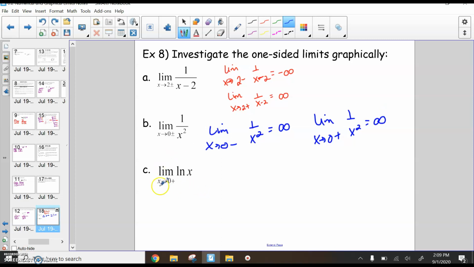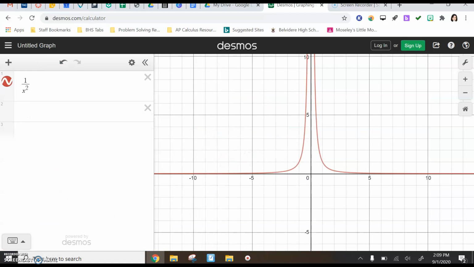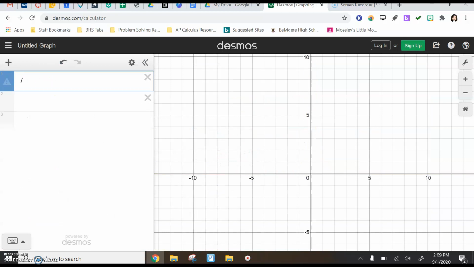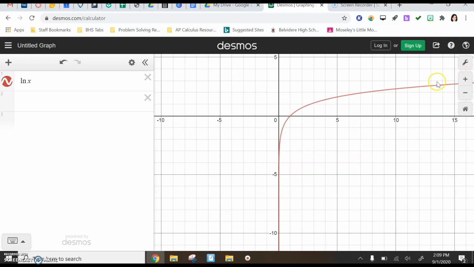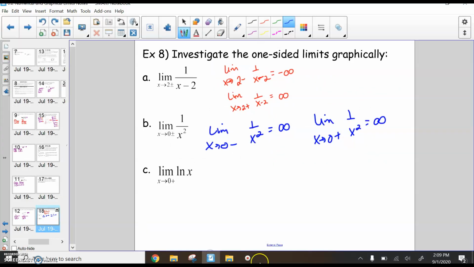Okay, this one we're looking at the right-hand limit because it just has the plus sign there. So let's go ahead and type in the natural log of x. And as we approach 0 from the right side, so going across the graph towards the left, notice it's going to decrease without bound. So my limit there is actually negative infinity.